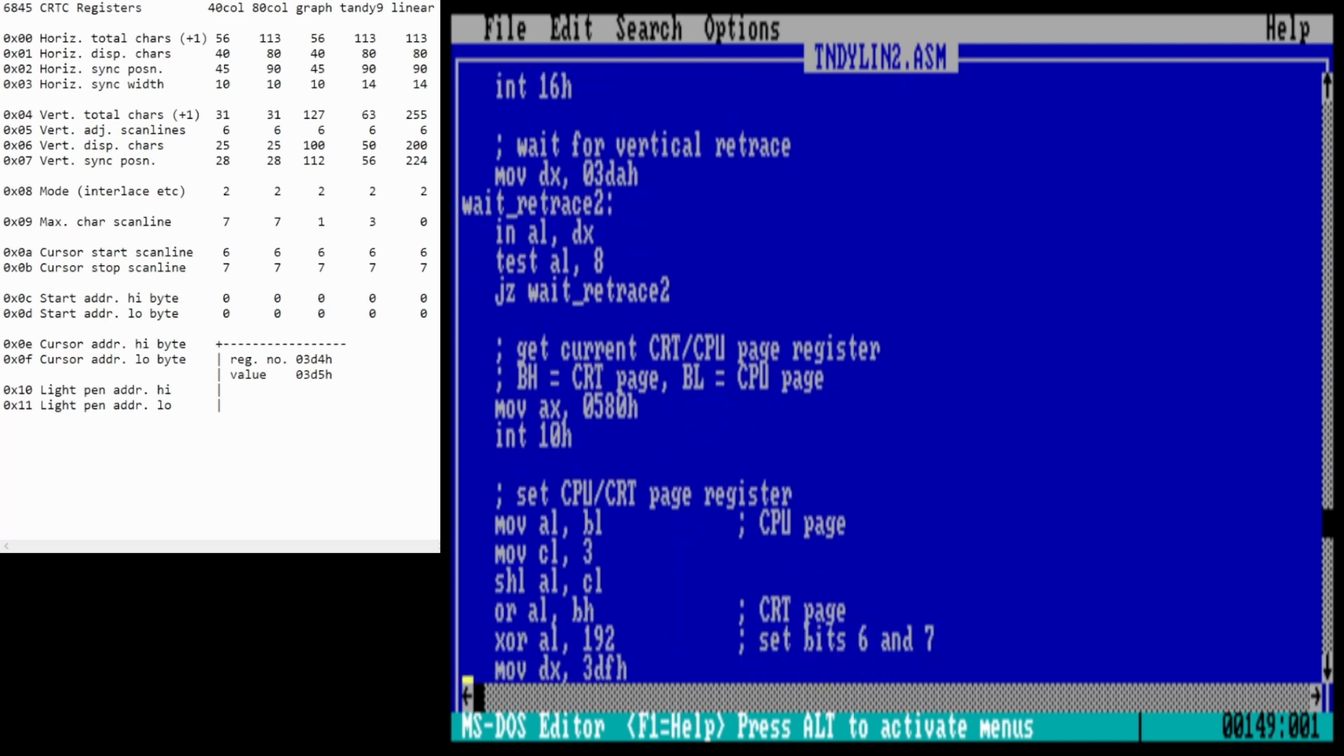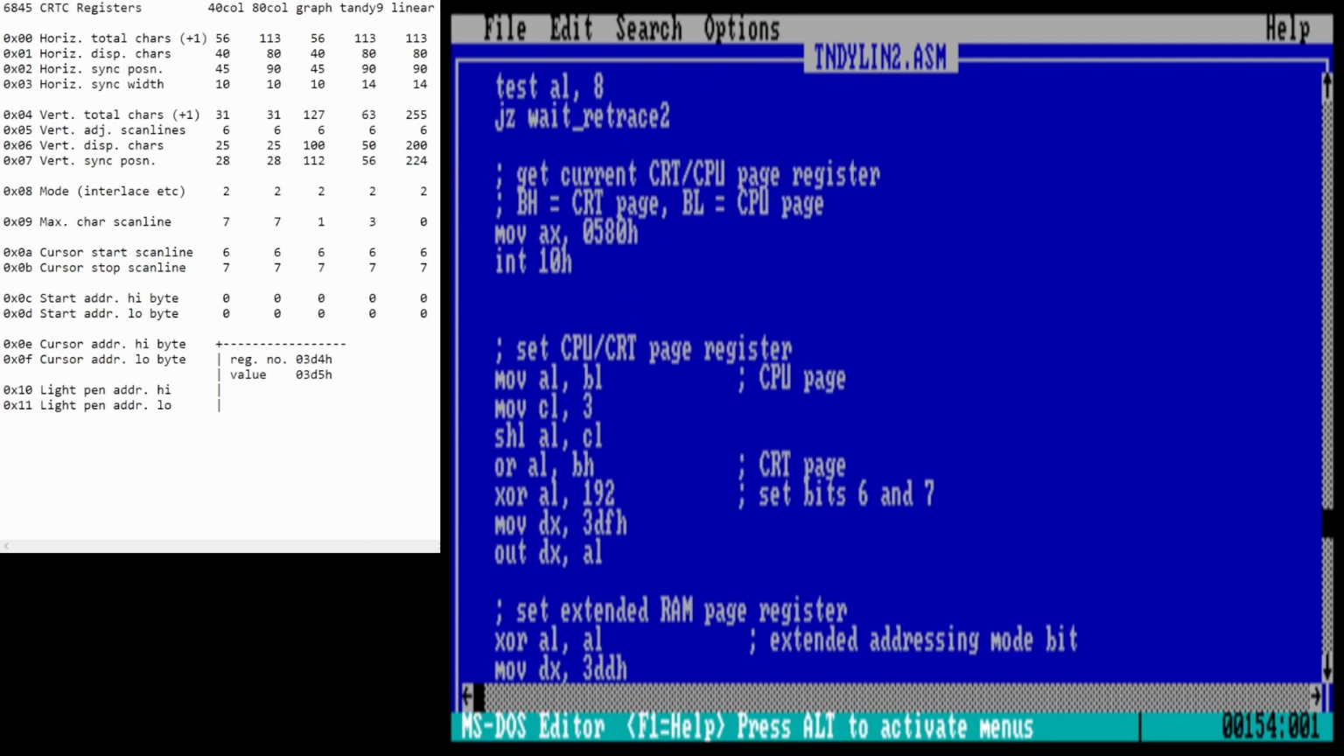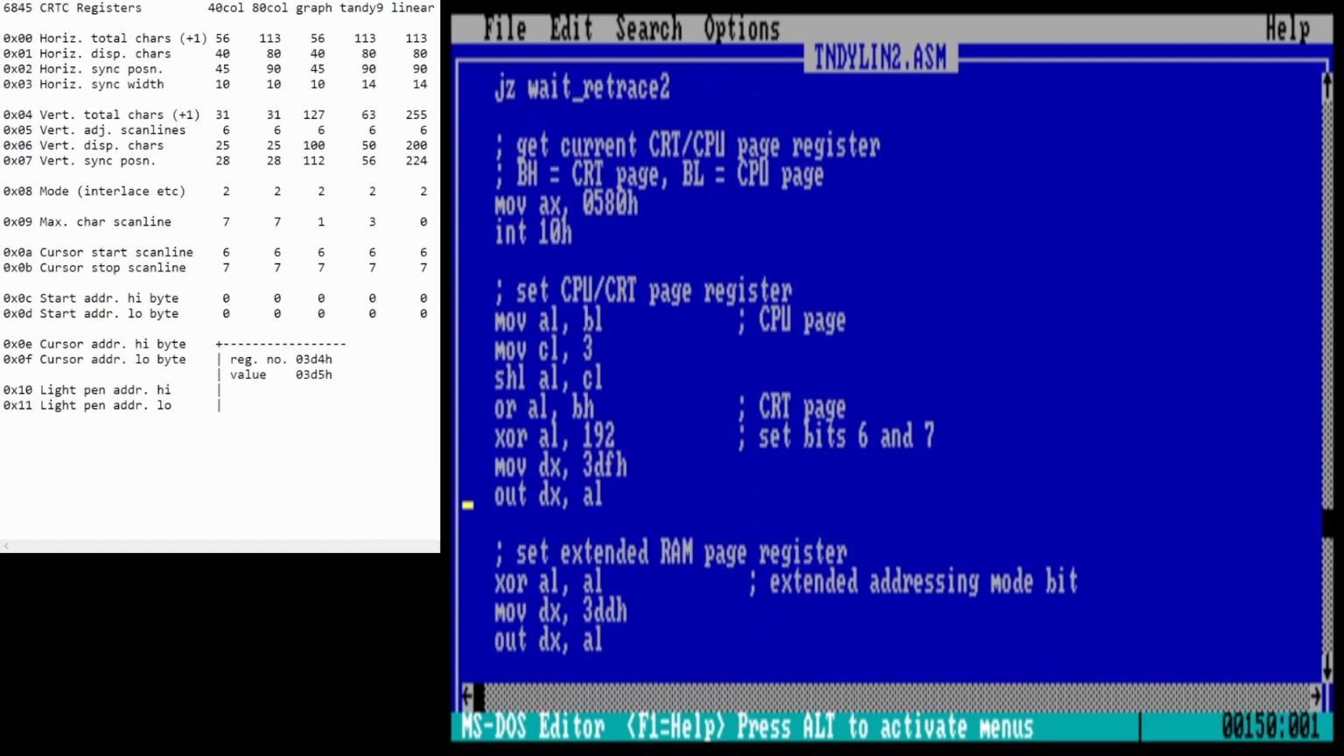And we change our CRT CPU page register and extended RAM page register. This time we want bits 6 and 7 to be set to 1 instead of 0, because we want the values to be correct for Tandy Mode 9. In other words, we want the 4 banks back. And again, the extended addressing mode bit has to be a 0 in this case, since that's what Tandy Mode 9 uses.